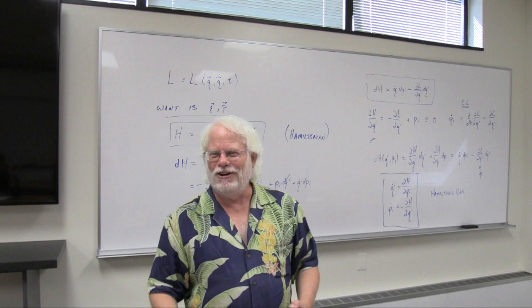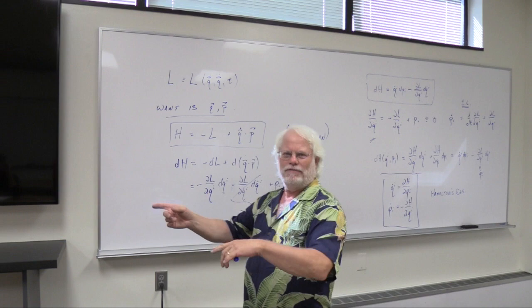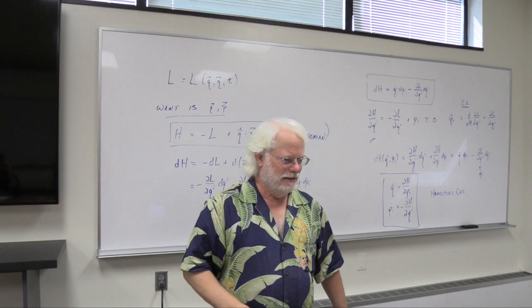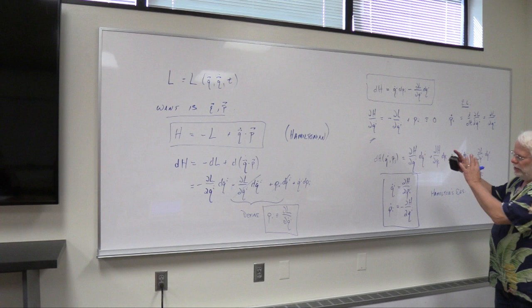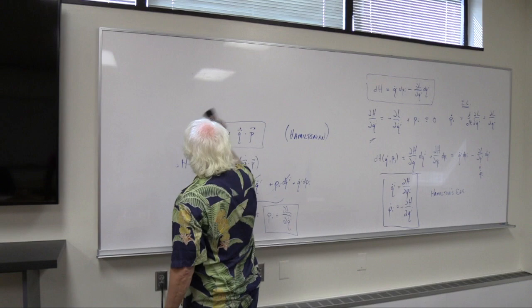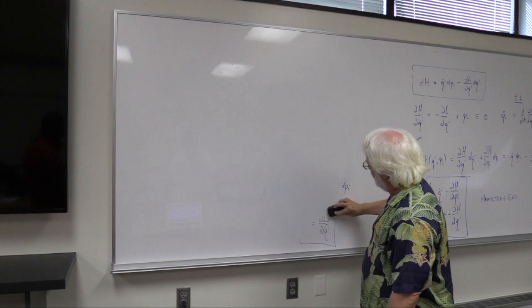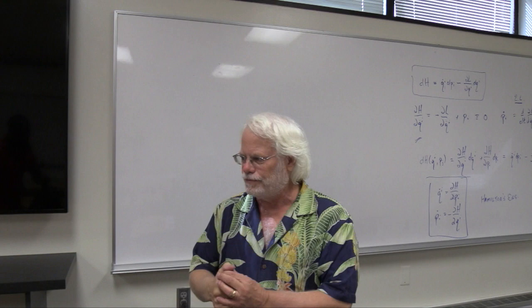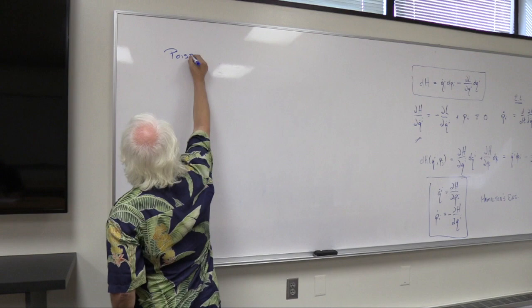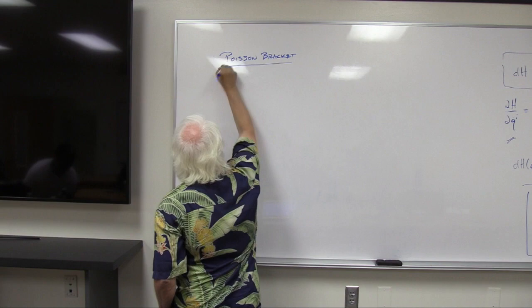To keep from having to move everything back and forth, I'll just stick to one board, as long as it's practical. So what we're going to do now is reformulate this in terms of the Poisson bracket. That might actually be a good exercise for Wednesday. Now, let's define the Poisson bracket for any two dynamical variables.